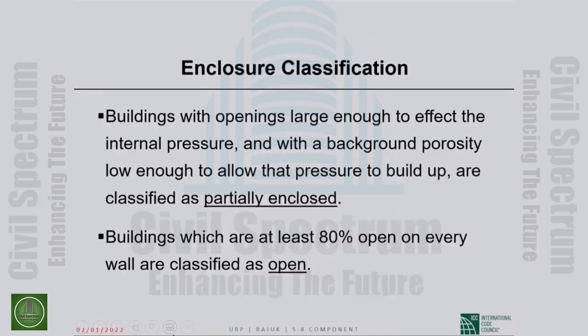Okay. That brings us to something extremely important that you absolutely need to understand. When I say understand, not just in your head, but you have to instinctively understand. When somebody tells you an open building or a partially enclosed building, there is a 3-tier enclosure classification. A building can be open, partially enclosed, or enclosed.